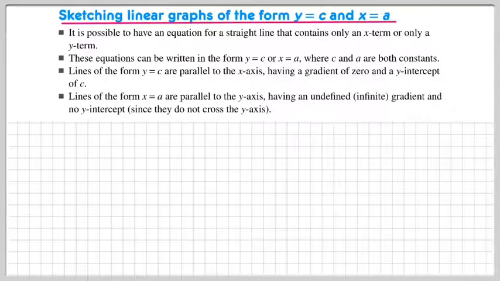These are the ones that don't slope upwards or downwards as you move from right to left. They're a bit peculiar. So it is possible to have an equation for a straight line that contains only an x term or only a y term. Yes, I know, truth is stranger than fiction, but that's the truth. These equations can be written in the form y equals c or x equals a. You see, look, this y equals c has no x term in it, and x equals a has no y term in it.